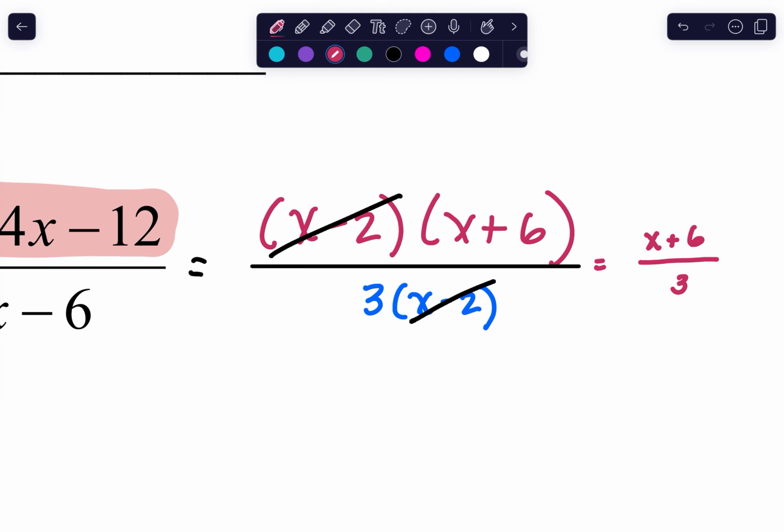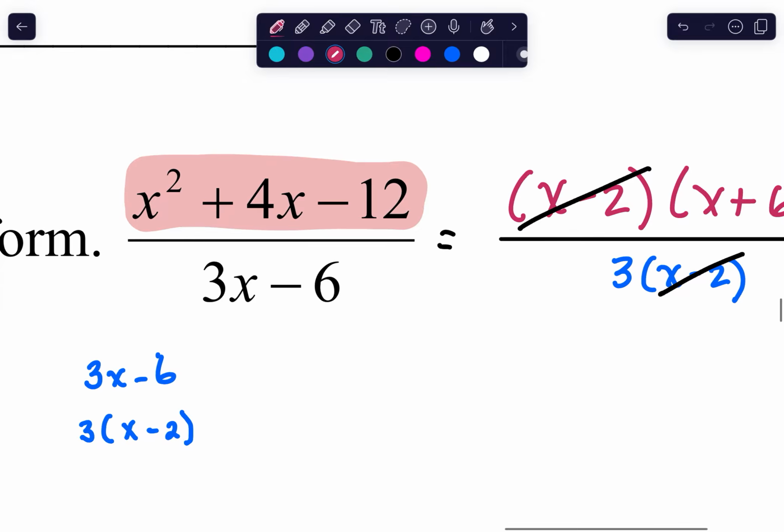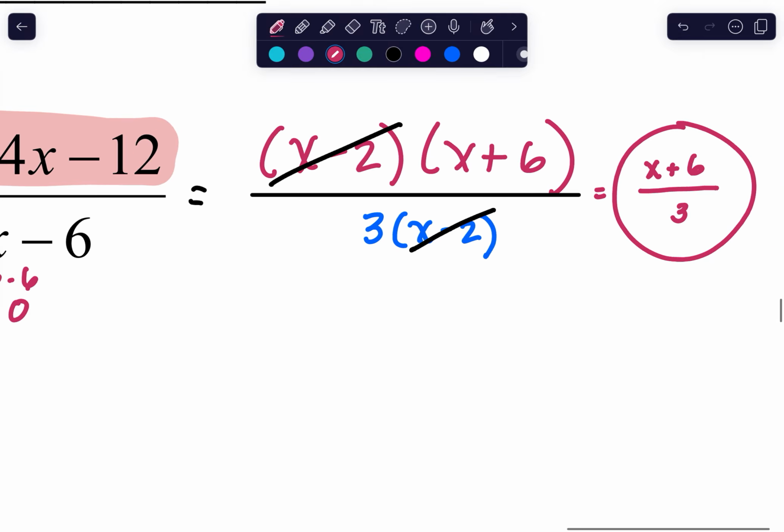If I crossed that off, I can't see from my final answer that if I substituted 2 into this original problem, I'm going to get a denominator of 0. Because if I substitute 2 in here, I get 3 times 2, which is 6. 6 minus 6 is 0, which is undefined. And I can't tell that from my final answer.